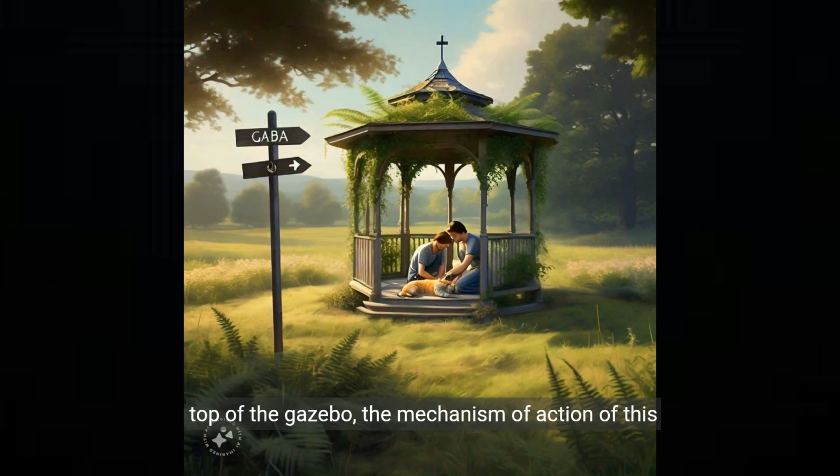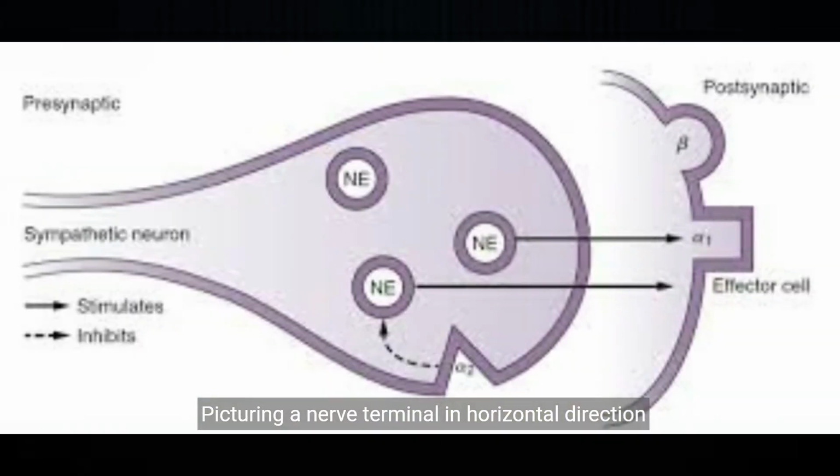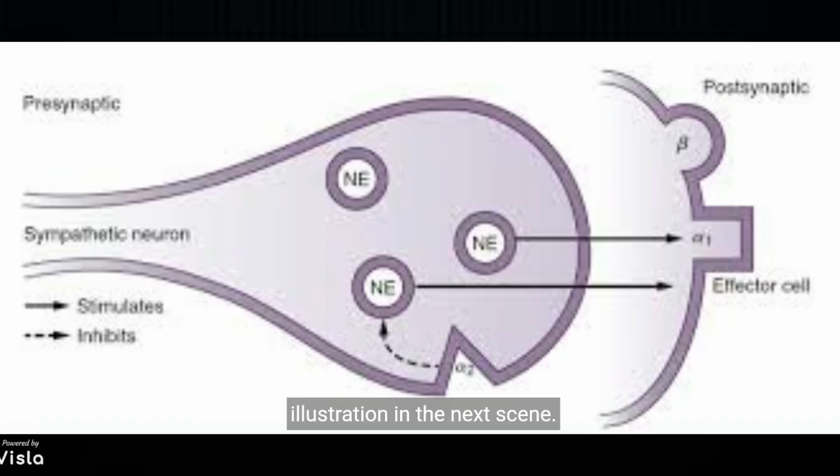The mechanism of action of this group of drugs is to enhance the action of GABA, an inhibitory neurotransmitter symbolized by the street sign in the image. The plus symbol will help you associate this mechanism of action with this image. It is important you recognize this pattern, as we'll be using a similar approach in the coming scenes. Picturing a nerve terminal in horizontal direction will facilitate your understanding of the arrow illustration in the next scene.